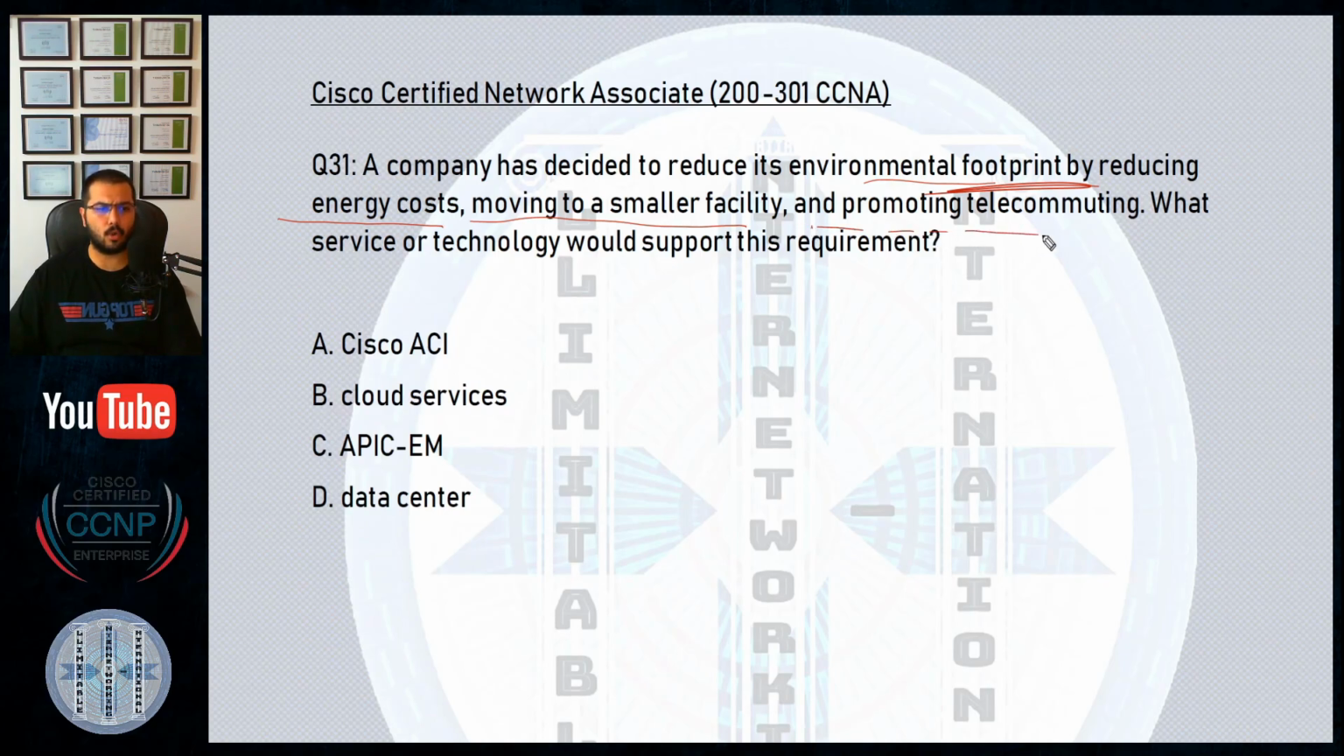And promoting telecommuting. What service or technology would support this requirement? A Cisco ACI. This is some solution of automation in data center. Cloud services. Yes. Because just in case you have studied chapter 1 about cloud versus on-premise, then you will definitely know that cloud solutions is about having a low number of devices in your network, or few devices in your network, and the other big major devices will be on cloud. Okay, so in the cloud, and you will control them online through telecommunication, through internet.